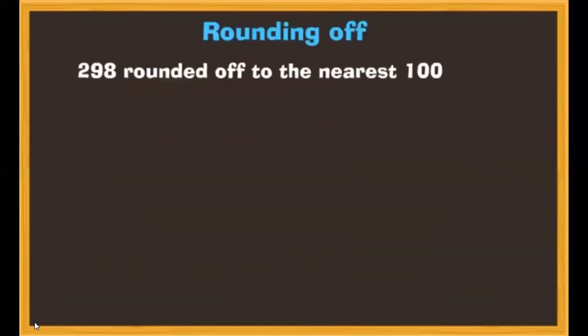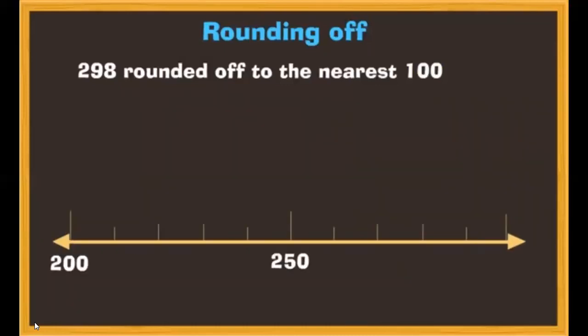In this case, Australia scored 298 runs, but Balu rounded off the number to its nearest 100. How did he do that? Draw a number line from 200 to 300 and mark where 298 lies on the number line. 298 is clearly nearer to 300 than 200. Thus, we round off 298 as 300.